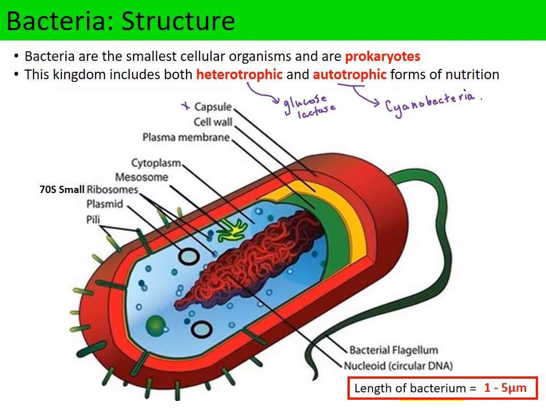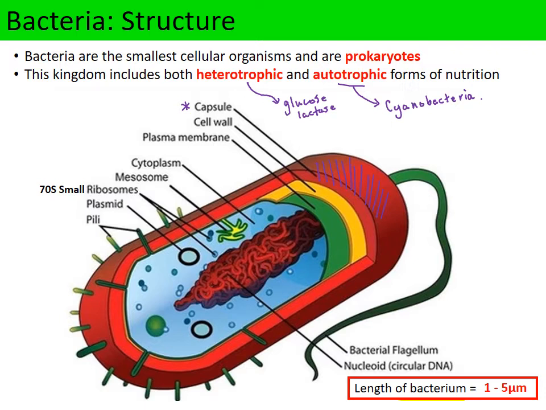Now, if we look at the capsule, not every bacterium has this outer kind of slime layer that we call a capsule. And those that do have a capsule, it's really there for protection, because obviously these cells are microscopic. They're very small, normally about 1 to 5 micrometers in length.